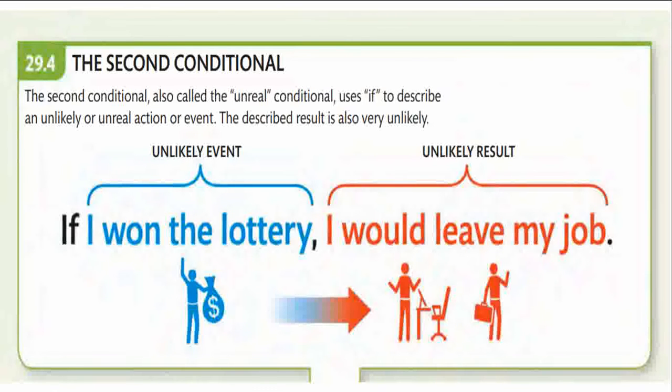Now let us look at the second conditional. The second conditional is also called an unreal conditional. It uses if to describe an unlikely or unreal action or event. The described result is also very unlikely. For example, if I won the lottery, I would leave my job. It is unlikely that a person might win the lottery, and it is unlikely that he would leave his job. So, an unlikely event with an unlikely result.